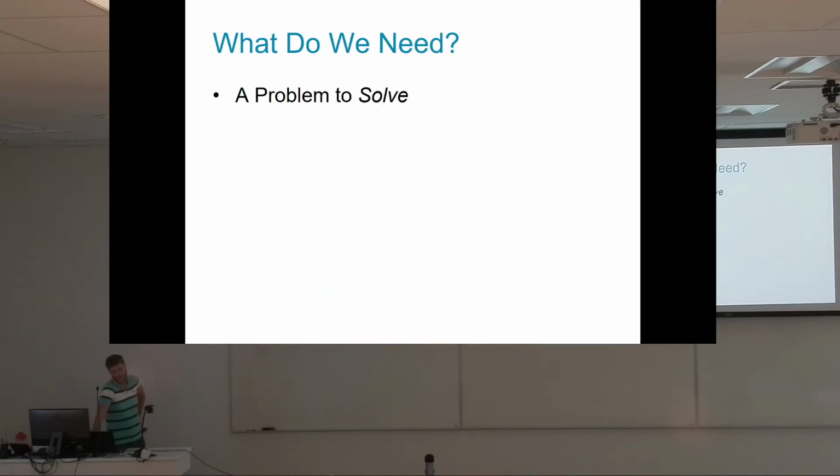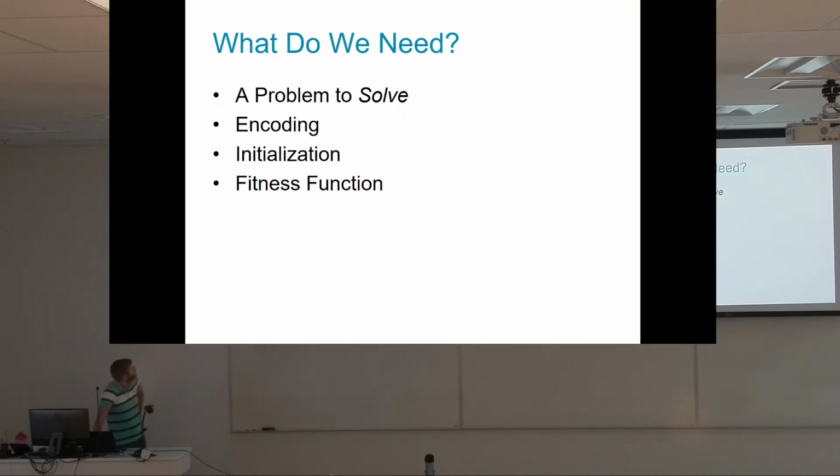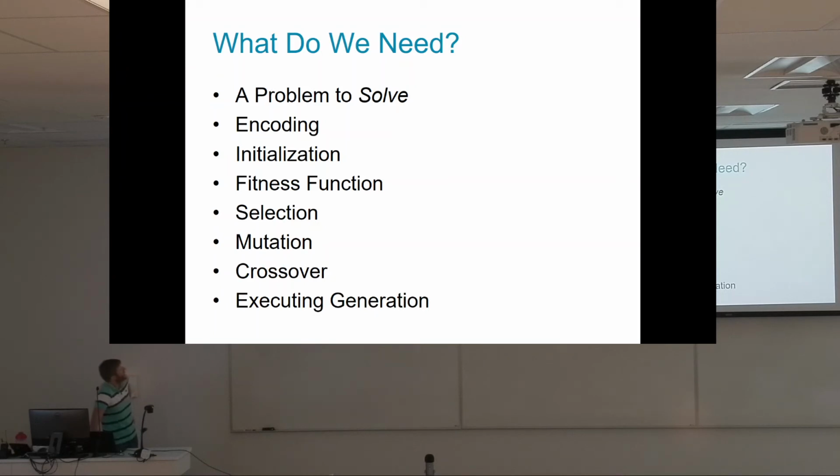So, what do we need? Well, we need a problem to solve. We need an encoding. We need a mechanism for initialization. We need a way to measure how good it is, the fitness function. We need a strategy for selection. We need mutation, crossover, and a way of executing a generation. That would be like steady state versus discrete or something. Like, how am I going to do that?